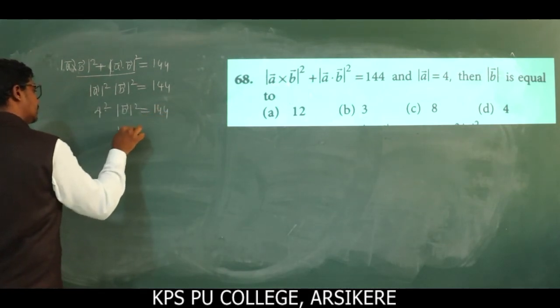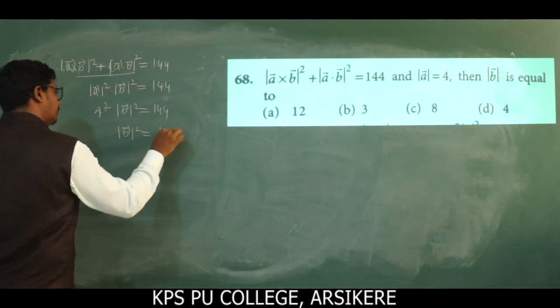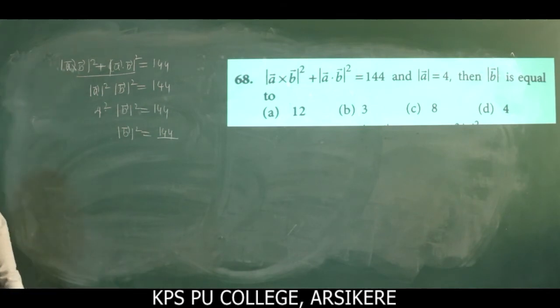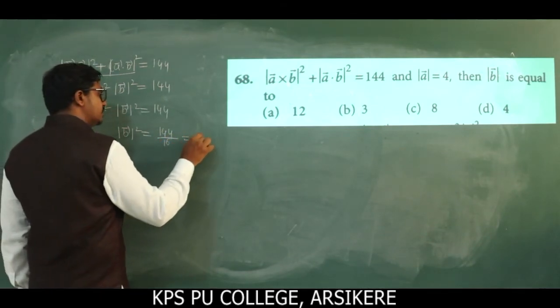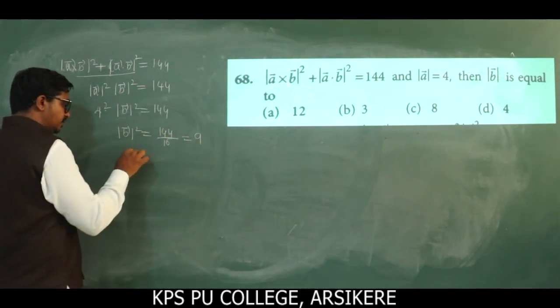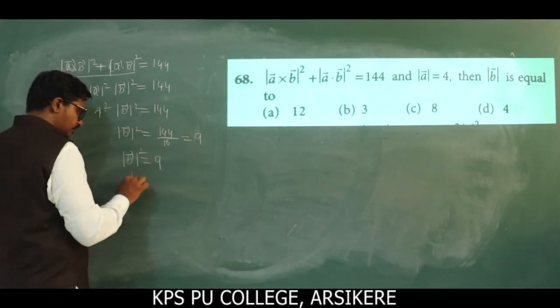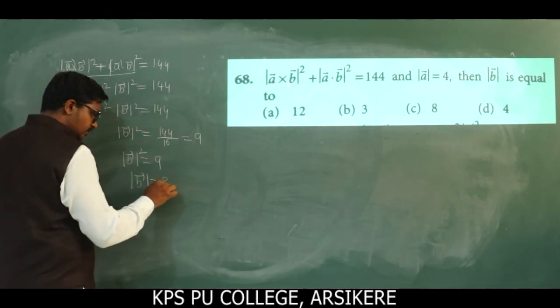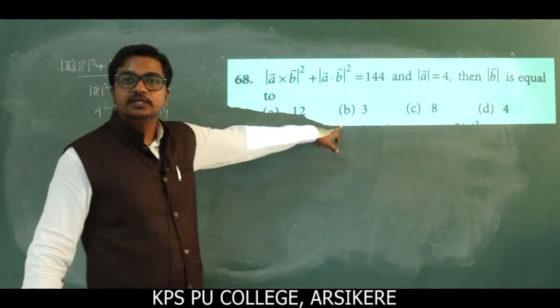Magnitude of vector B whole square is equal to 144 divided by 4 square, which is 16. This becomes 9. Magnitude of vector B is equal to 3. This is our answer. Option B is the right answer.